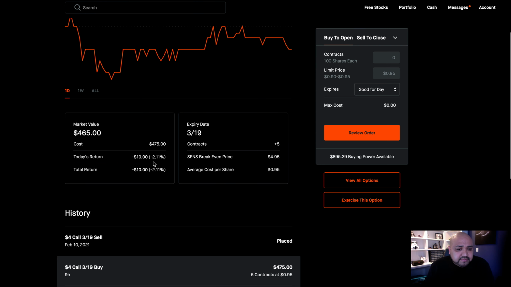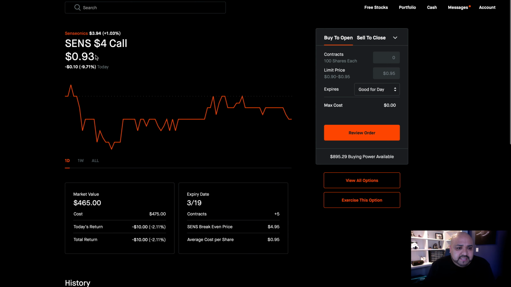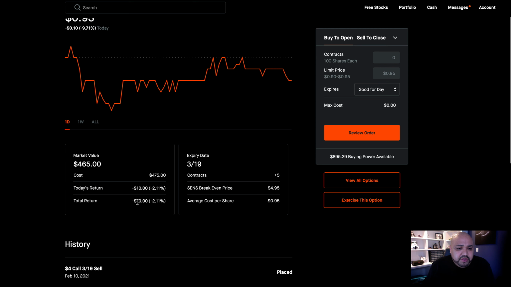I'm down 2.11%. So once this passes the $4 mark, you're going to see that your returns increase. It will be green and it'll show you a plus sign showing how much you're making so far for this contract. Once you see that you're up a couple hundred, or some people like to keep it under 20%, so if you see an increase of 20%, people will tend to sell.